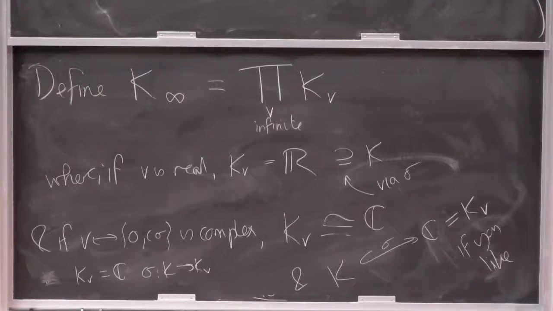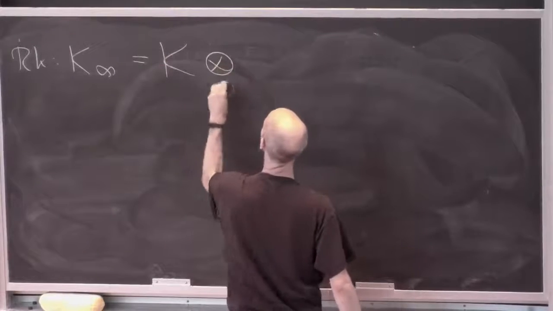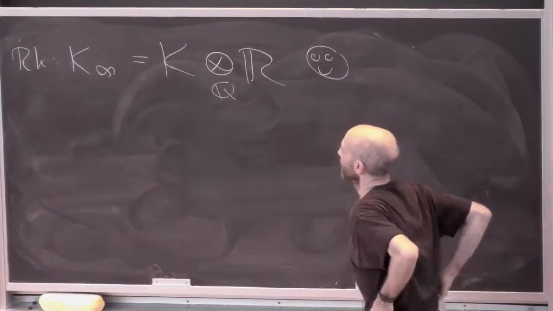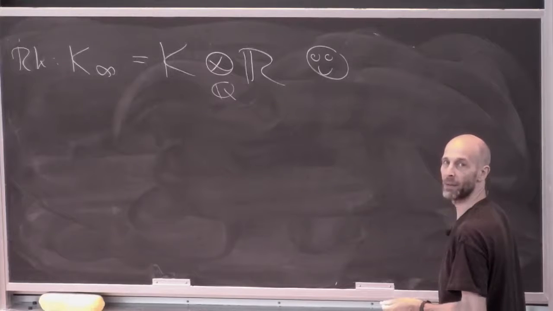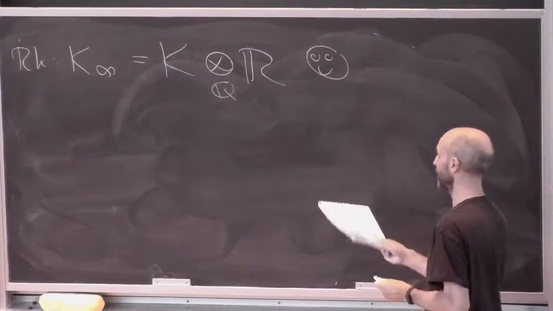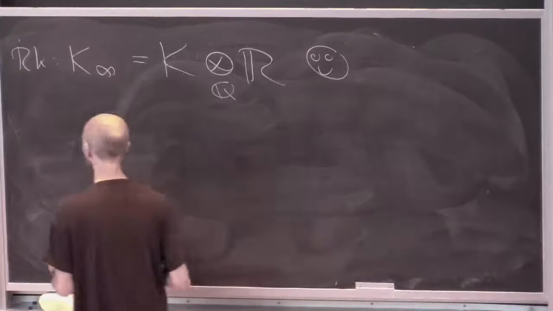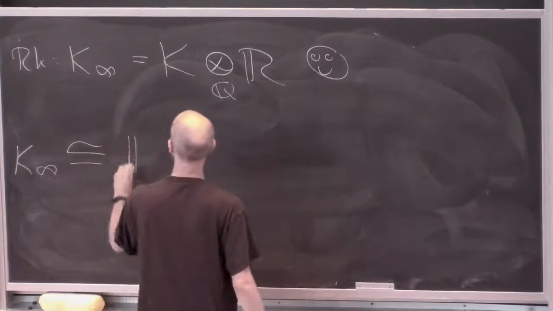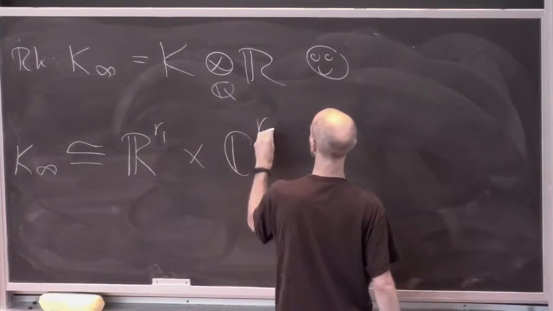So there we go. So there's K infinity. So remark is that K infinity is actually just K tensor R. There's actually a really cool way of thinking about it. I had to spend quite some time thinking about that sort of thing once. But what's for sure is that K infinity is certainly isomorphic to R to the power of R1 cross C to the power of R2, right?